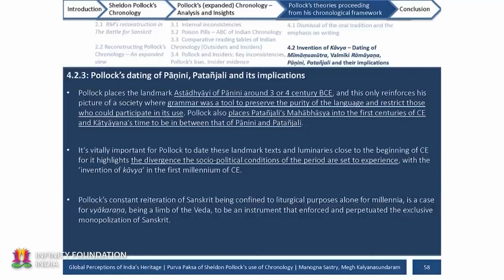He also places Patanjali's Mahabhashya into the 1st centuries of the Common Era and Katyayana's time to be somewhere between the two. It's vitally important for Pollock to date these landmark texts and luminaries close to the beginning of the Common Era, for it highlights to him the divergence of the socio-political conditions the period are set to experience, and further aids his picture of creating a sharp contrast. Pollock's constant reiteration of Sanskrit being confined to liturgical elements alone for millennia is a case for treating Vyakarana as an instrument that perpetuated and enforced the exclusive monopolization of Sanskrit.